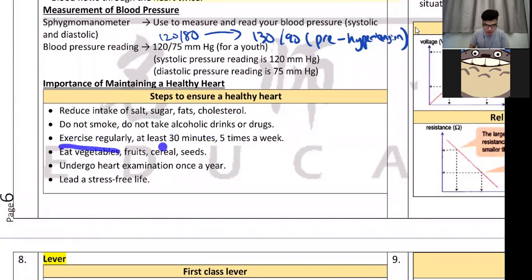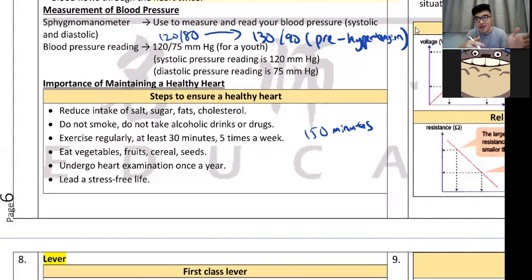Exercise regularly, 30 minutes, 5 times a week. Not what our health ministry said. Our health ministry said 2 times 20 minutes every time. That is so little exercise. Even 5 times 30 minutes per week is not a lot of exercise. Think about it. 5 times 30 is 150 minutes. That's like what? 2.5 hours?